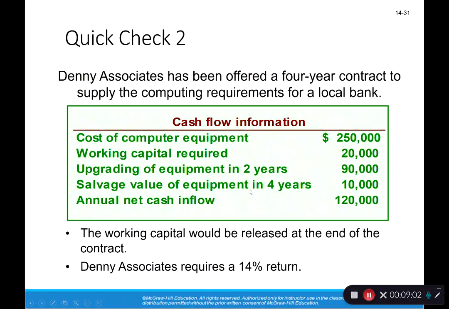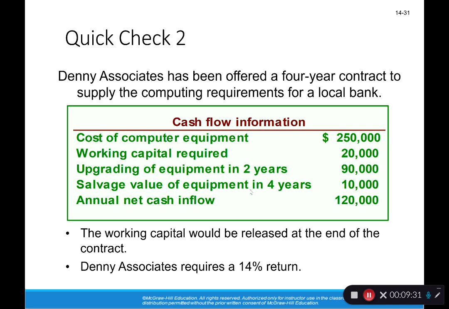All right, let's do a quick check. Denny Associates has been offered a 4-year contract to supply computing requirements for a local bank. We've got the cost of the computer equipment, the working capital required, the upgrading of the equipment in 2 years, the salvage value we'll get back in 4, and then the annual net cash inflow. The working capital is released at the end, like the cash register. You put it in at the beginning, it comes back at the end, and Denny Associates requires a 14% return.